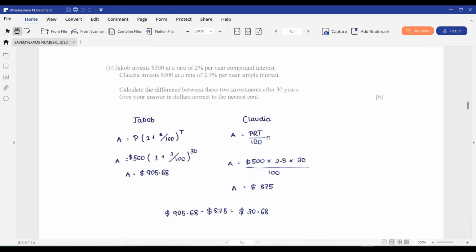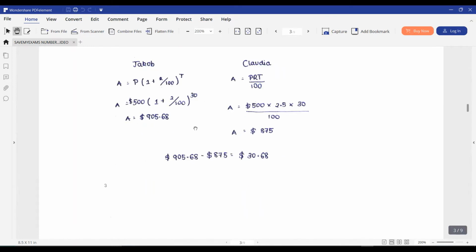Now let's do the same thing for Claudia, except that we would change the formula of compound interest and use that of simple interest, considering it's written in the question. So what's the principal? $500. The rate is 2.5. The time is 30. Take the final answer, divide by 100. That should give you the absolute final answer of $875. They ask you to give the difference between the two. So you take Jacob minus Claudia.